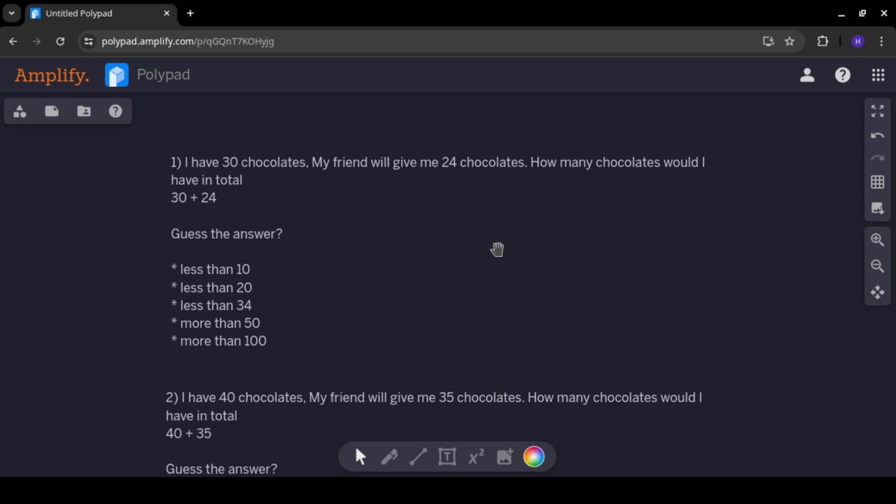Okay, so here's the first question. I have 30 chocolates and my friend has 24 chocolates. How many chocolates would I have in total? Before they pick up their pen and paper and try solving this question, you can tell them to guess the answer. Now here, if you see, there are interesting guesses, less than 10, less than 20. What is this nonsense? Why would it be less than 20?